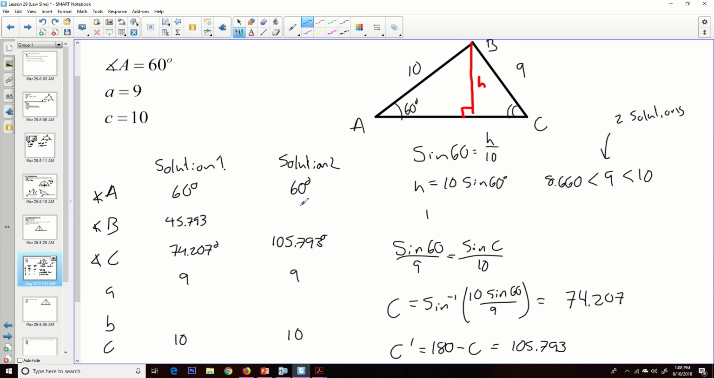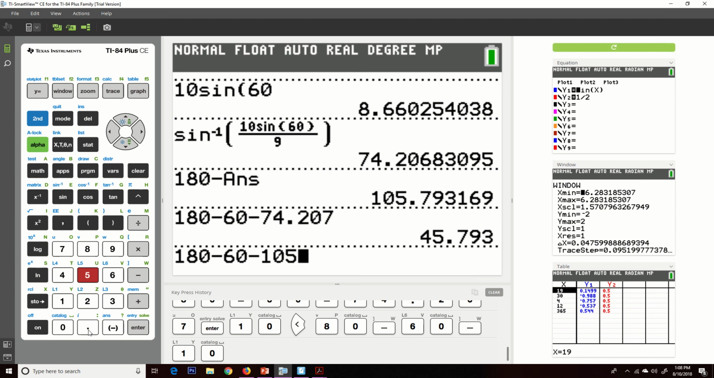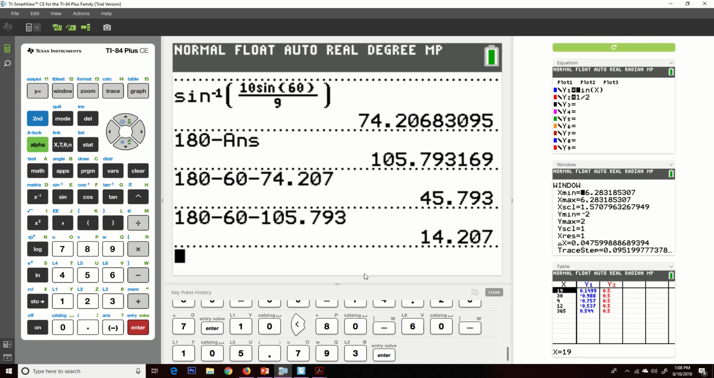45.793. And to find this second B, I'm just going to do the same thing, except instead of the 74, I'm going to use the 107. And so 180 again, minus the 60 that was given, minus the 105.793 that we found for our second possible solution, 14.207.